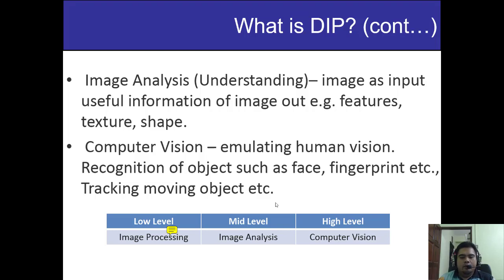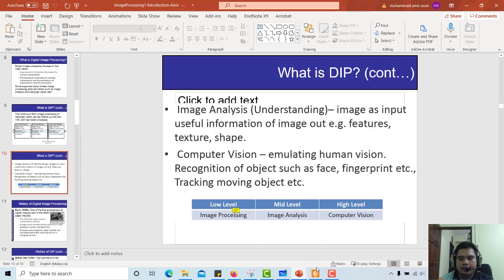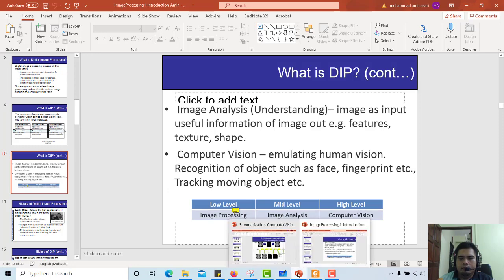Okay, to make you understand more, if you refer to the next slide, that is what you can see there. Image processing is more on the low level side, image analysis more on the middle level side, while computer vision is more on the high level side. So to make you understand the difference between these three elements, I would like to discuss this slide that I just created.